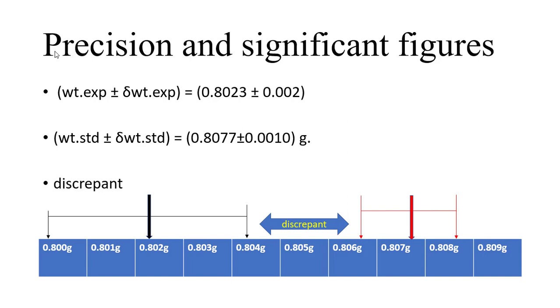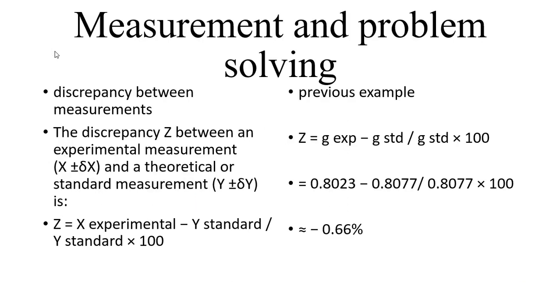When two measurements being compared do not agree, we want to know by how much they do not agree. We call this quantity the discrepancy between measurements, and we use the following formula to compute it. The discrepancy Z between an experimental measurement, X plus or minus delta X, and a theoretical or standard measurement, Y plus or minus delta Y is Z equals X experimental minus Y standard divided by Y standard times 100.